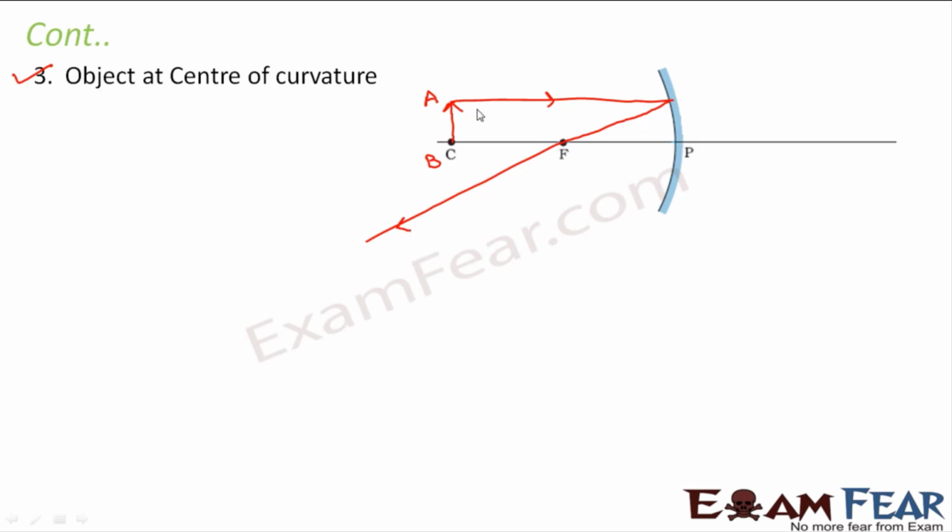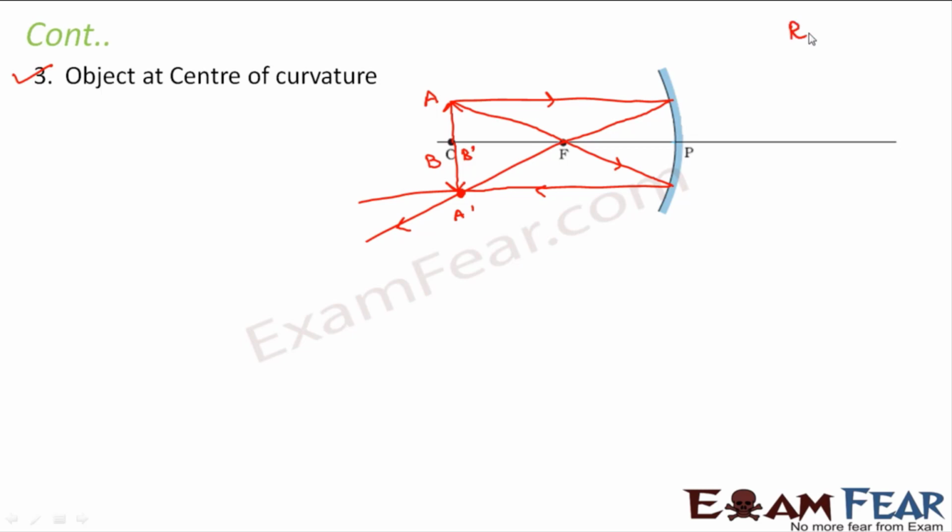Now let us put another ray here, rule number 2. That means another ray is passing through the principal focus. So after reflection, it will go parallel to the principal axis. So what do we see? They meet at this point. That means an image will be formed here, and we call this image B dash A dash.